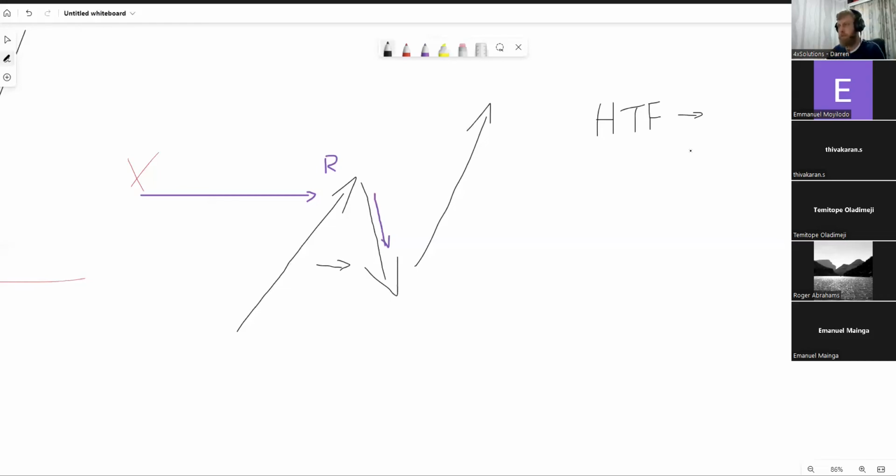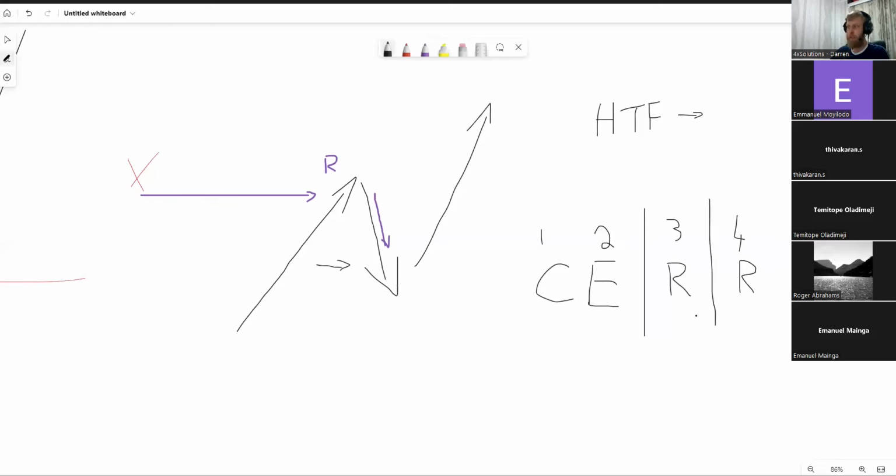Okay guys, so like I said, CE stands for consolidation, expansion, step 1, step 2. We don't know after step 2 what could take place. Number 3 could be a retracement, then step 4 could be a reversal, we don't know what's going to happen. It's really dependent on the time frame.